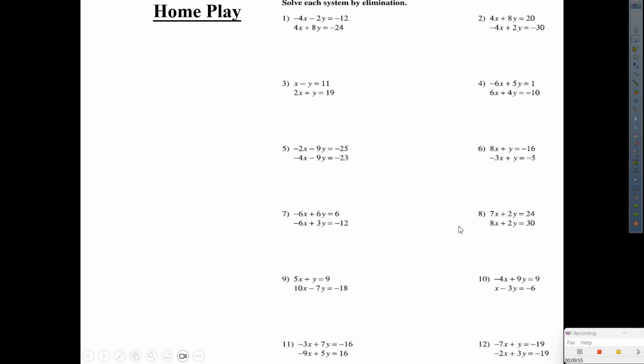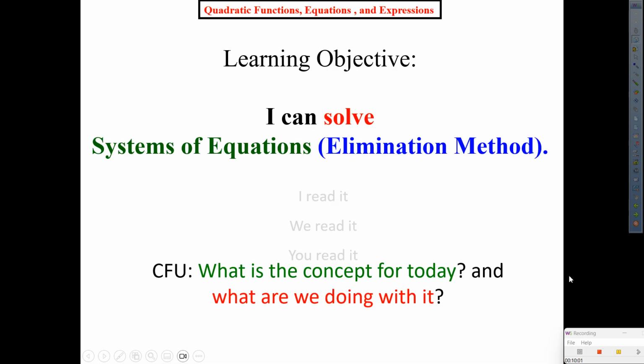And once again, tonight's home play is these. You're only working on odds. And you have a code? Yes. All right. I'll give you some time to submit that on Canvas, please. Go.